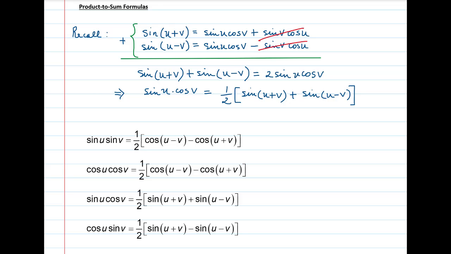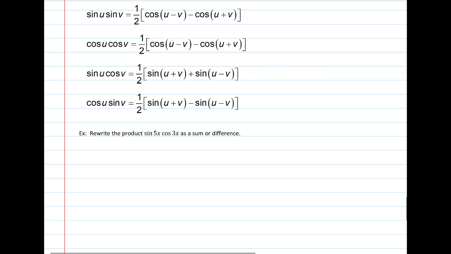So here we have the other 3 product to sum identities, and they're derived in the same way. You just have to take different combinations, just like the way we did for sine. We could do it for cosine and derive the other ones too. We're going to use them here in the problem. They want us to rewrite the product sine of 5x times cosine of 3x as a sum or difference, whichever one applies. So we have sine times cosine. That happens to be that third one here of our identities, and it's actually the one that we proved.